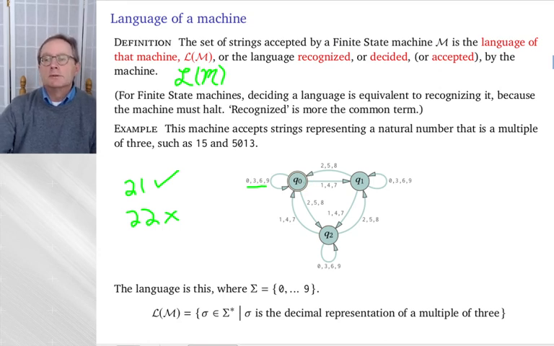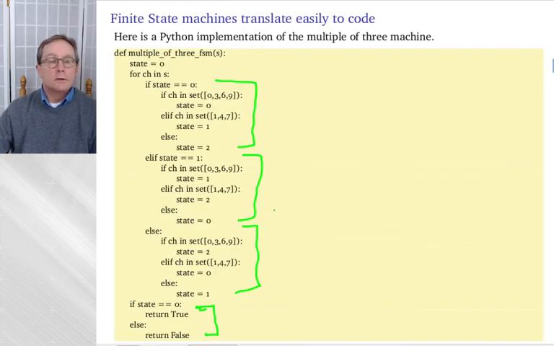In fact, it should be clear that if you didn't write down the diagram but instead wrote down the delta table, if you express this as a table rather than a diagram, then you can immediately convert that table. You can write a program that converts the table into code. If you give me a finite state machine, the program you just wrote will spit out code that acts like that finite state machine. So finite state machines translate easily to code, so easily that you can write a program to write the programs. Boy, that's easy.